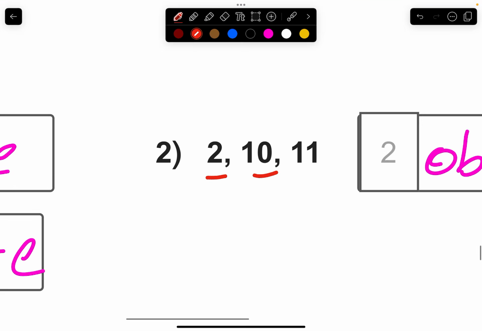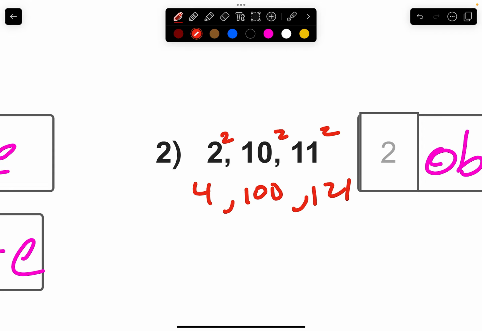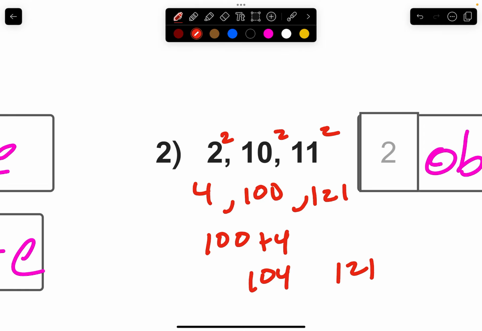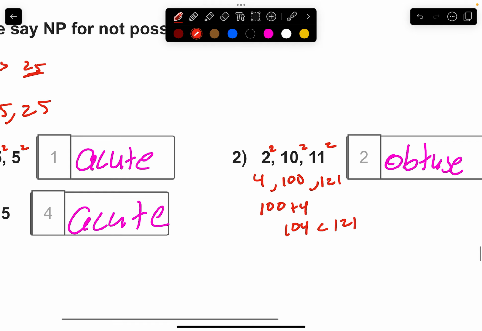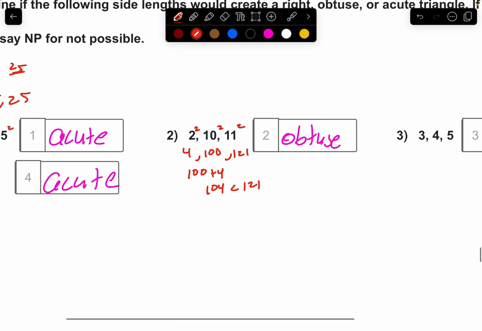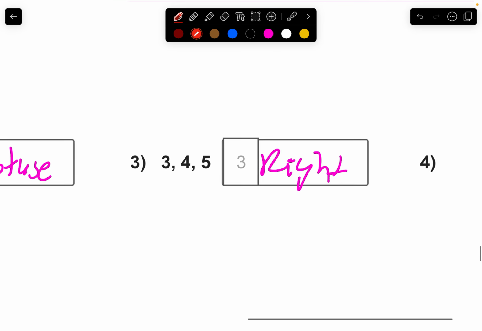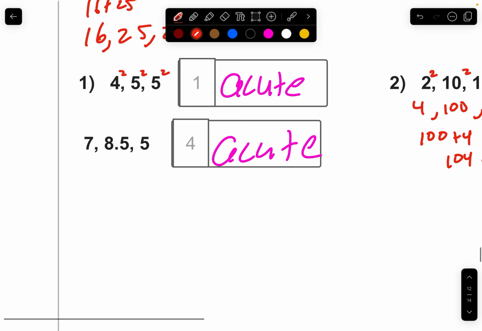Is it a triangle? 2 plus 10 is 12. It's more than 11. Yes, we're good. So then we square these numbers. 4, 100, and 121. We add the two smallest ones. 100 plus 4 is 104 versus 121. Oh, c squared is bigger. That means 90 degrees got bigger. That means it's obtuse. Oh, we know 3, 4, 5. That's a right triangle.